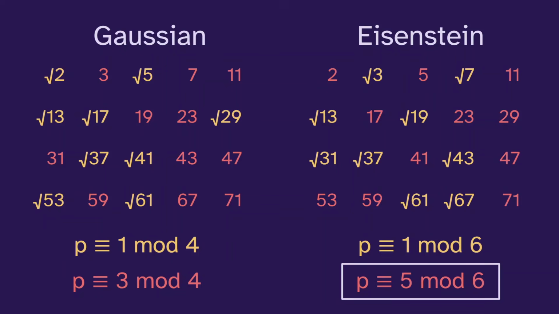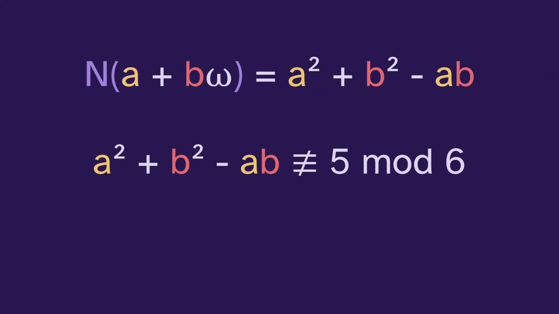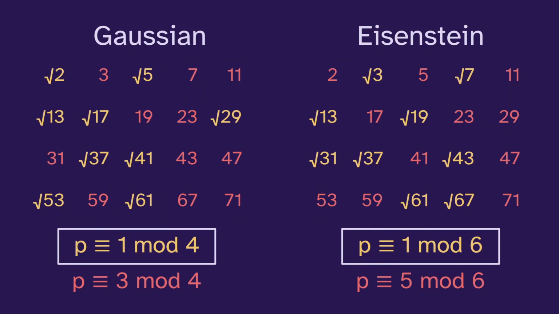And we can use a very similar argument for the case of 5 mod 6 in the Eisenstein primes. Our equation for the norm is a squared plus b squared minus ab. And we can show that it's impossible for anything of that form to be 5 mod 6. It's a little more involved, so I won't walk through it, but I encourage you to try it yourself, and you'll want to use the fact that omega squared is -1 minus omega. Okay, what about the other cases where we get the square root of a prime?